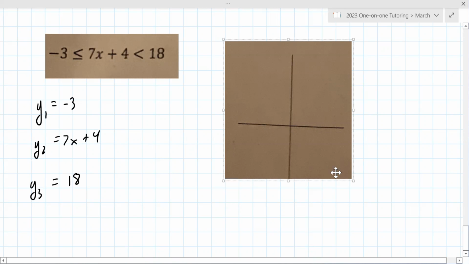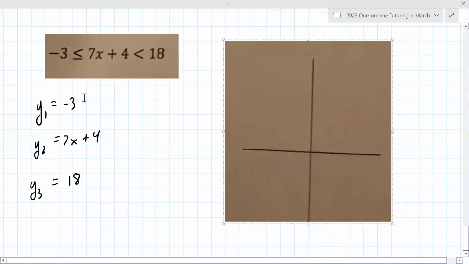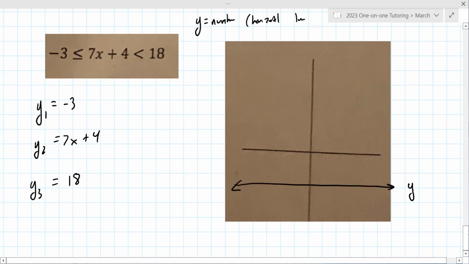Yeah. So whenever you have y equals a number, it's a horizontal line. Okay. So there's a horizontal line at -3. Okay. And there's a horizontal line at 18. Okay. So we've graphed those 2.